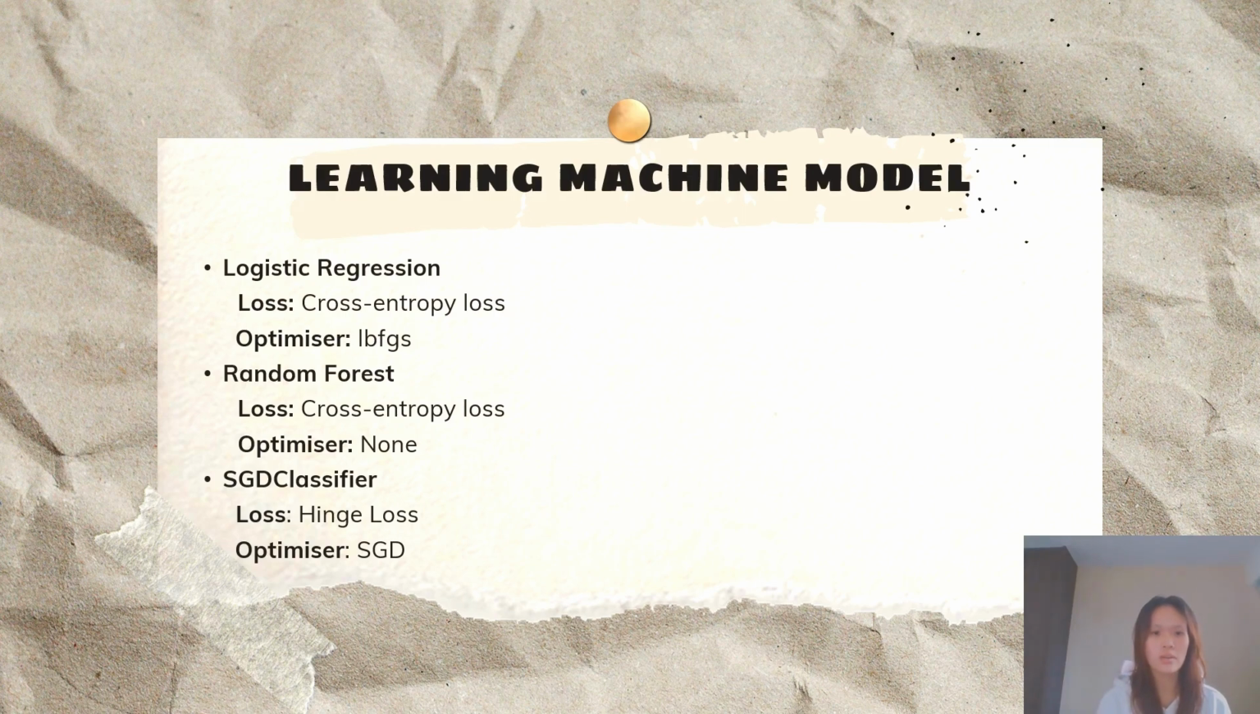So we use cross-entropy loss function for logistic regression and random forest. With the logistic regression, we use LBFGS, also well known as a quasi-Newton optimizer. And for the random forest, because it is an ensemble model, it does not require an optimizer. Lastly is the SGD classifier. We use the hinge loss function and the SGD, stochastic gradient descent, optimizer.